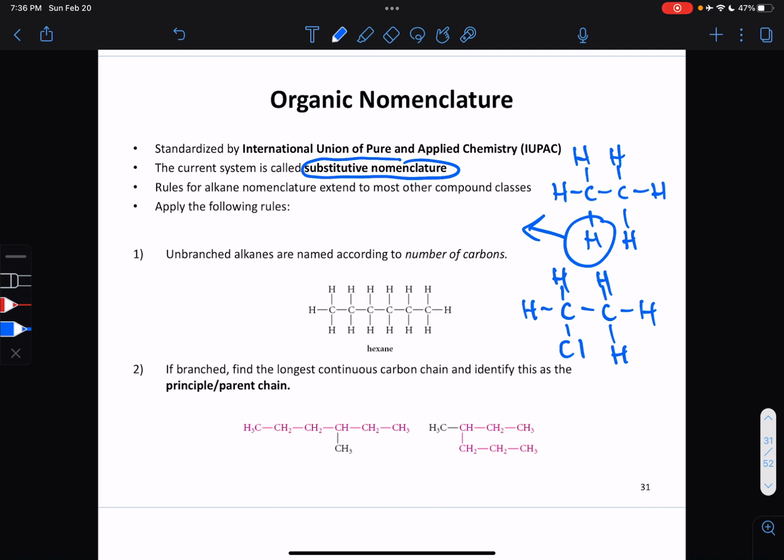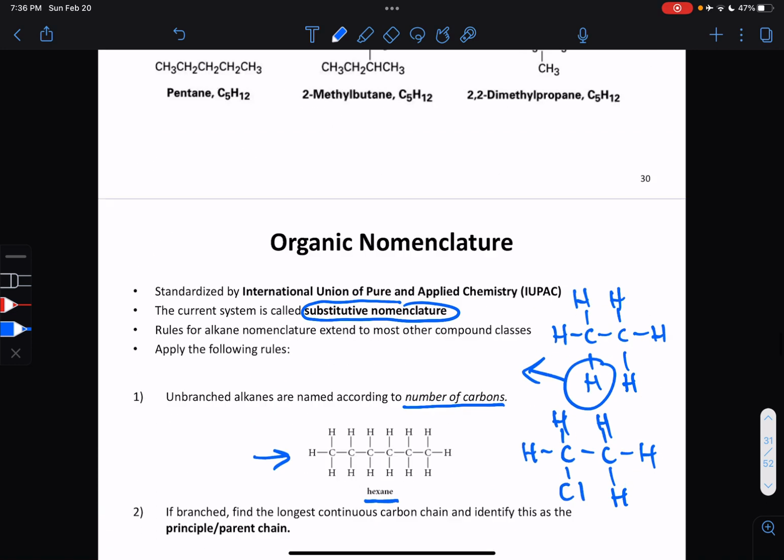Now, number 1 says, unbranched alkanes are named according to number of carbons. Now, what a branch is, we'll get to that in just a second. The important part of this rule is that our alkanes are named according to number of carbons. So if you have 6 carbons, as in this molecule right here, you're going to be a hexane.